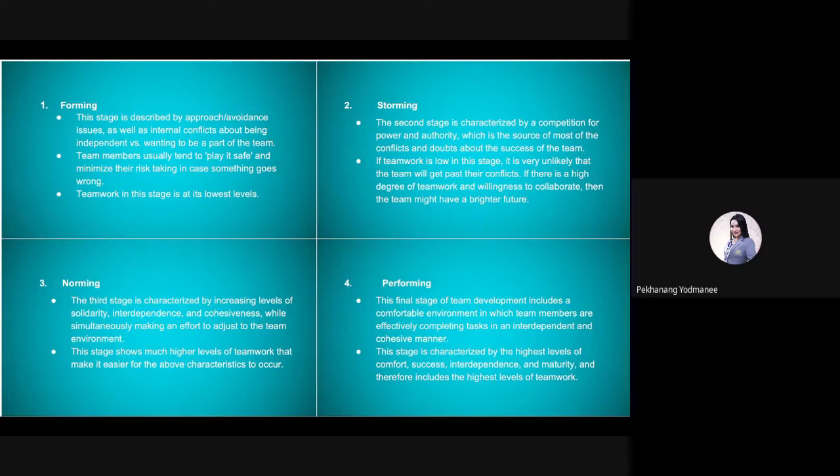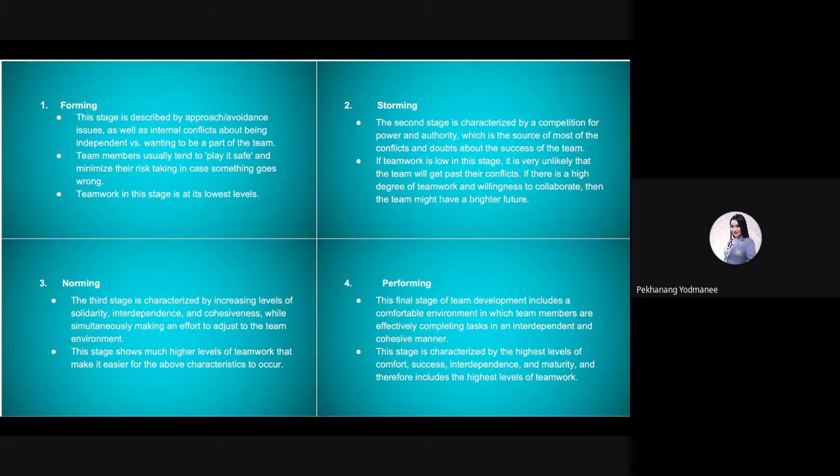Bruce Tuckman has studied group dynamics and he tried to summarize the development of teams into the stages of a group development model. So there are four steps or four elements of teamwork. For the first one, forming, the first stage is described by approach-avoidance issues as well as internal conflicts about being independent versus wanting to be a part of the team. Team members usually tend to play it safe and minimize their risk-taking in case something goes wrong. Teamwork in this stage is at its lowest level.